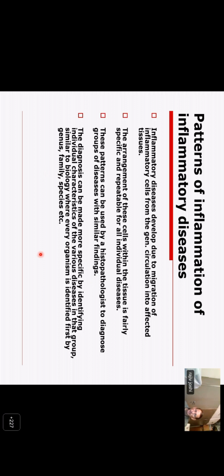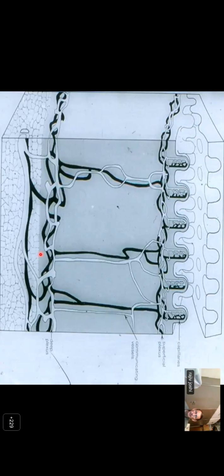biology, where every organism is identified first by the genus, then family, then the species, etc. So you can form a small group of differential diagnoses and try to come to a specific diagnosis, and then, of course, correlate with the clinical findings.